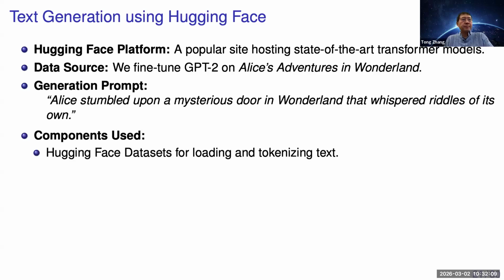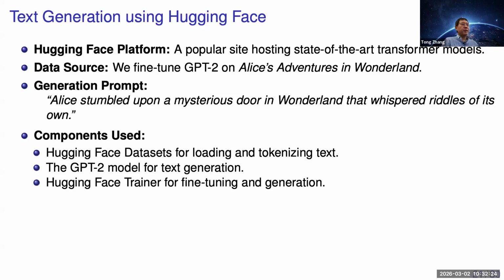Hugging Face data for tokenizing, which we have already seen because we did download the tokenizer from Hugging Face. GPT-2 model for text generation, right? And Hugging Face Trainer for fine tuning and generation. So basically we will shift to the Hugging Face Trainer, which is a little bit easier.